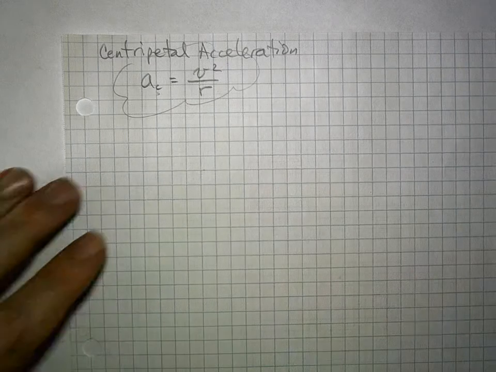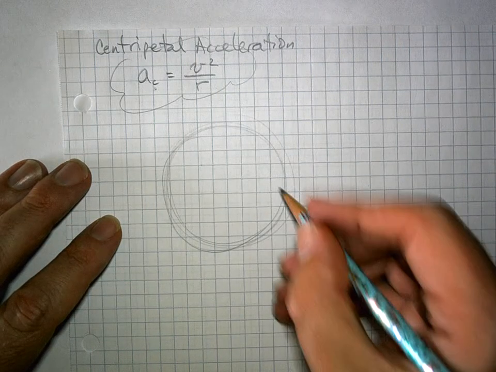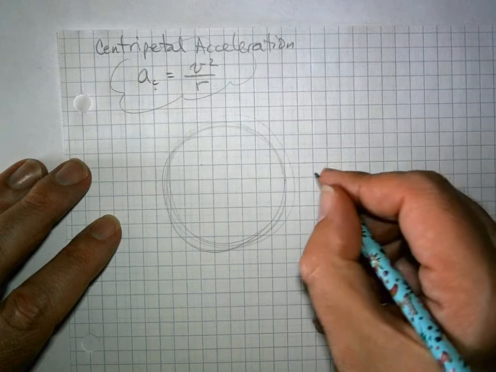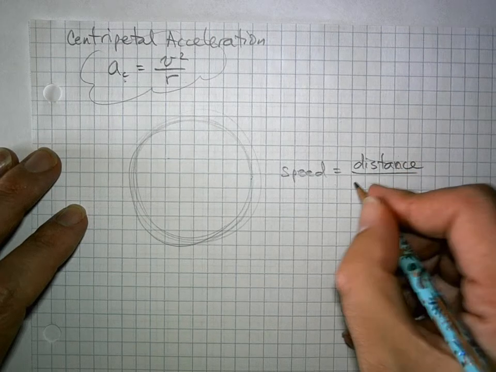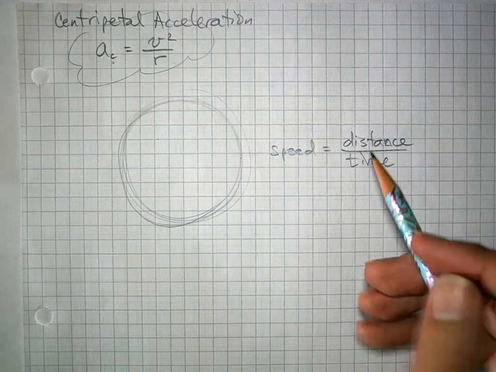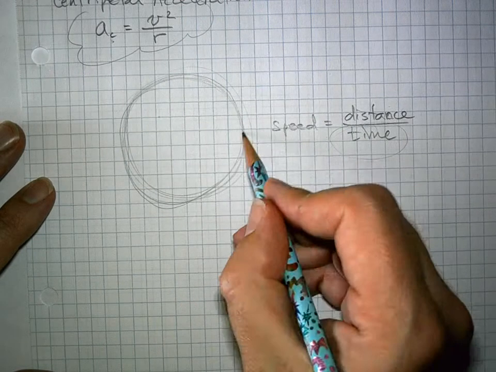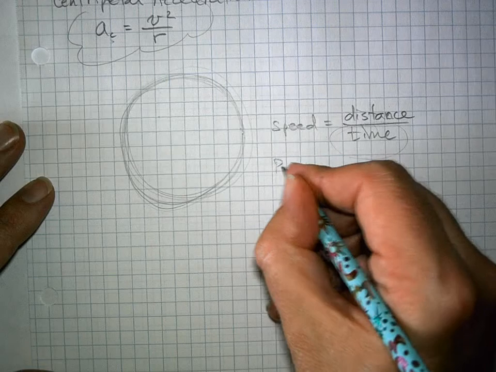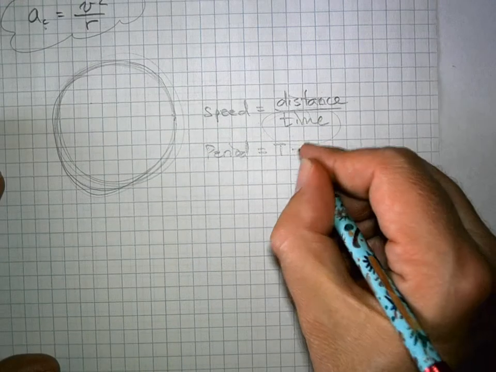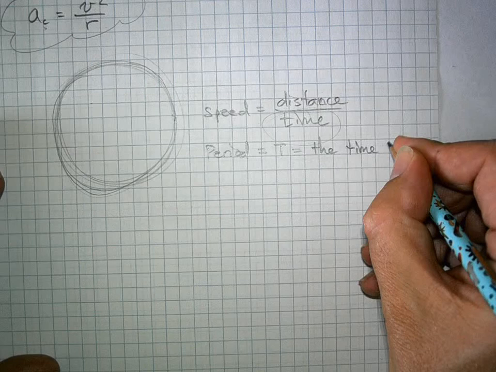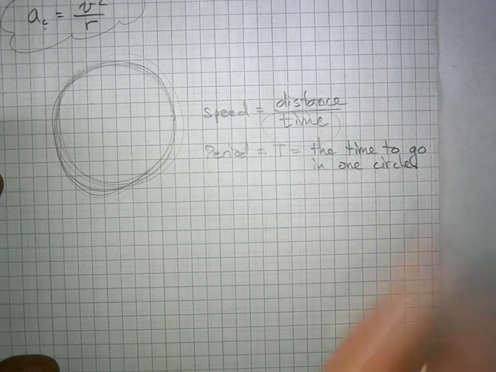Okay, one last thing to talk about. If I'm moving in a circle like this at a constant speed, well, speed, we also said, was the distance traveled divided by the time it took to go that distance. Well, let's define a particular time. The time it takes to go around a circle one time, we're going to call that the period. We use a capital T to represent period, and it's the time to go around the circle one time.